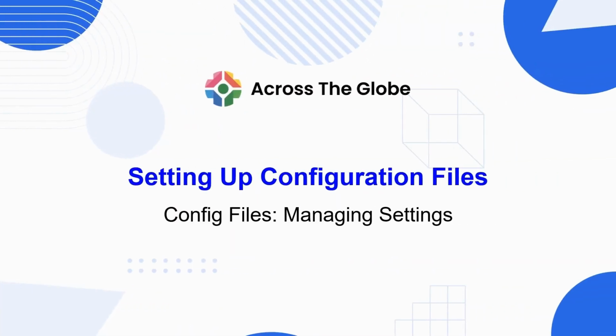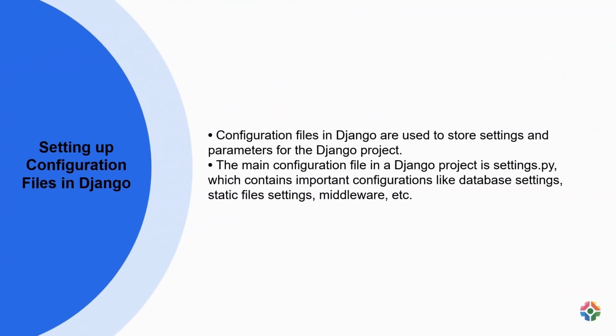Today we will learn about setting up configuration files. Configuration files in Django store project settings and parameters. The primary configuration file, settings.py, houses crucial settings like database, static files, and middleware configurations.